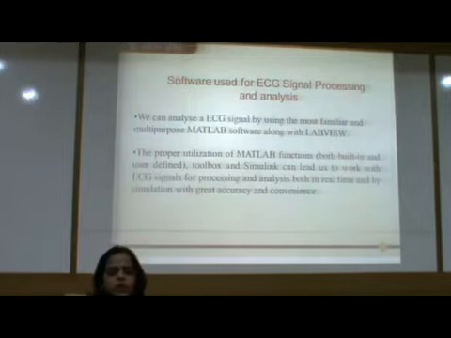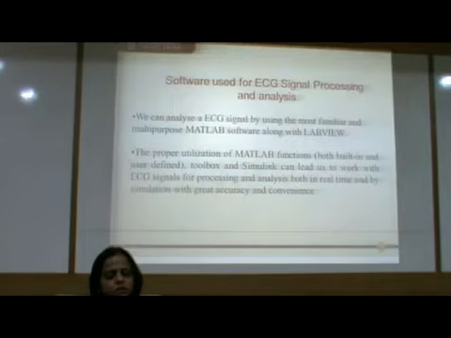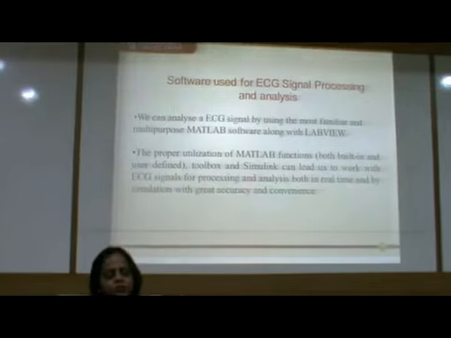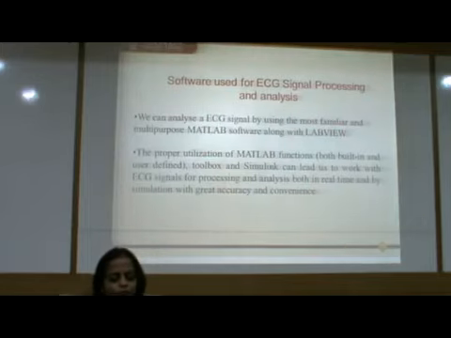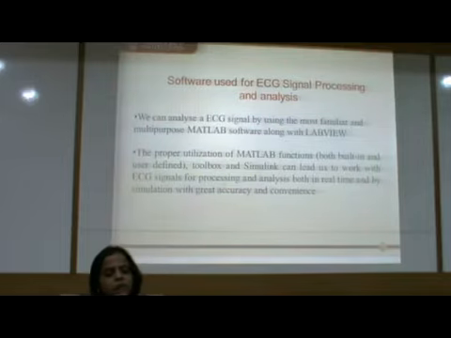Software used for ECG signal processing and analysis. We can analyze an ECG signal by using the most familiar and multi-purpose MATLAB software. The proper utilization of MATLAB functions, both built-in and user-defined, toolboxes and Simulink can lead us to work with ECG signals for pre-processing and analysis, both in real time and by simulation with great accuracy and convenience.